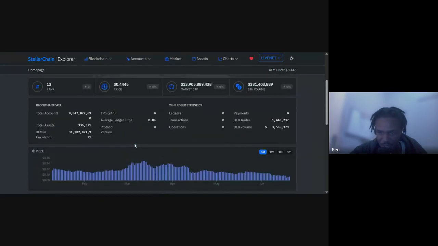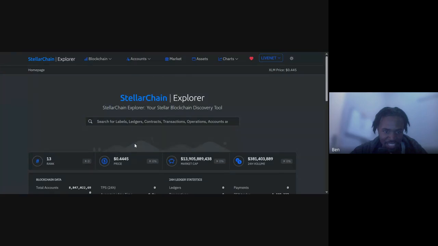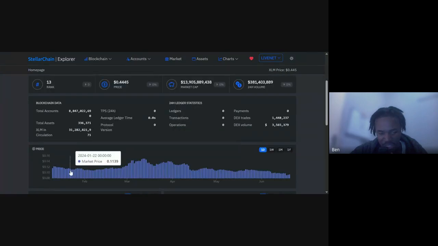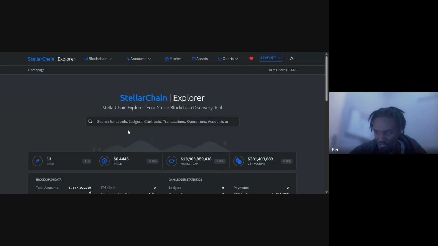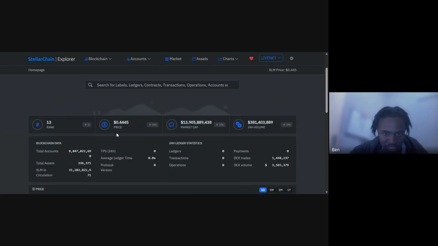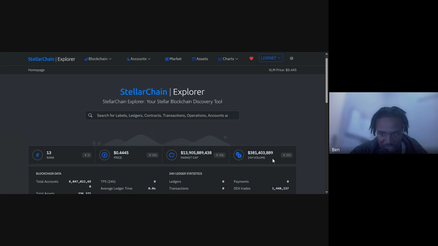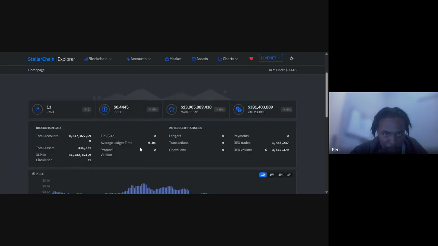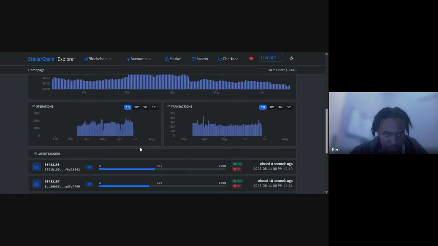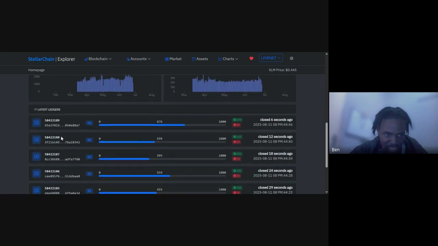Okay, I'll just answer for you guys. You need the Horizon API to do that. Remember, the RPC deals with smart contracts. Here we're just viewing the history, just viewing the chain itself. You can see there's a lot of information here: the market cap, the volume, the 24-hour volume, and all that. Here, this shows the latest ledgers.